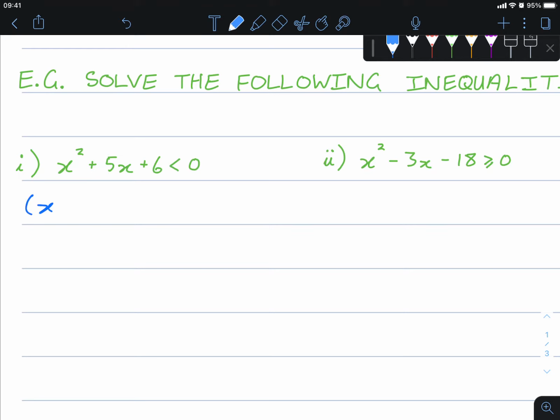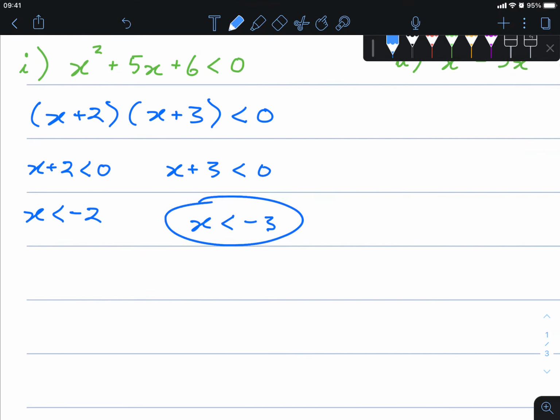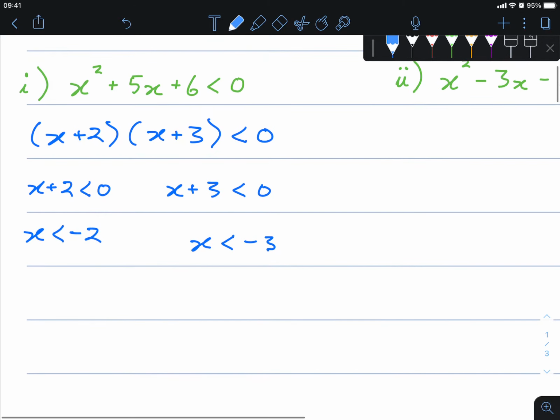You should get (x + 2)(x + 3) is less than 0. Solving this, we get x + 2 is less than 0, so x is less than negative 2. x + 3 is less than 0, so x is less than negative 3. Now, if you really interpret what this means, this doesn't quite make sense. It's saying x is less than negative 2 and it's less than negative 3.